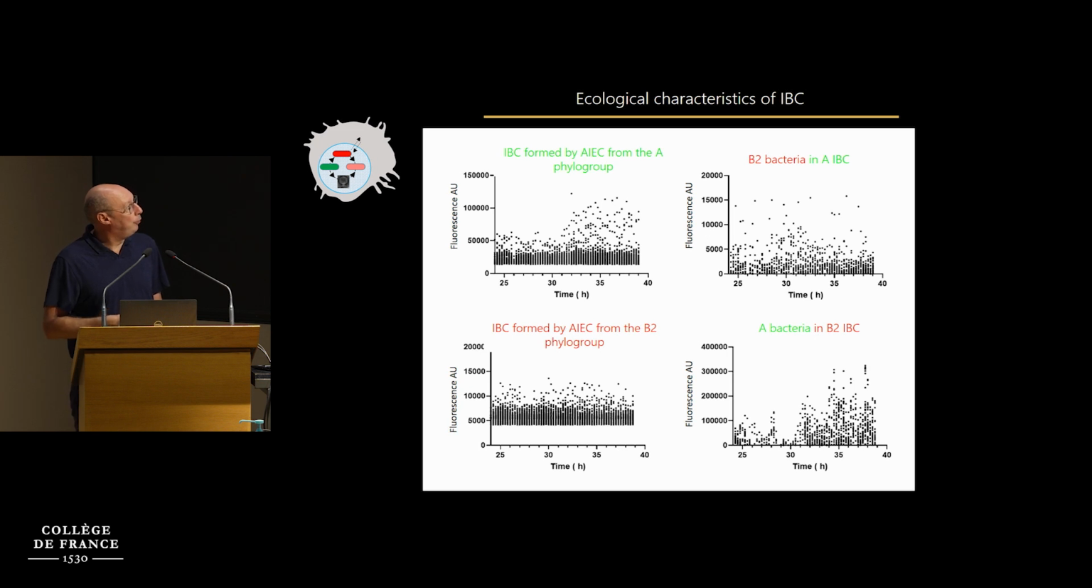This is true for both bacteria. But when you look at mixed community, you see very different behavior. So in this case, this is a community formed by phylogroup A bacteria, and you look at the number of B2 bacteria in that, and you see that it stays low. Eventually, they disappear from this community, while this is the opposite in the other context.